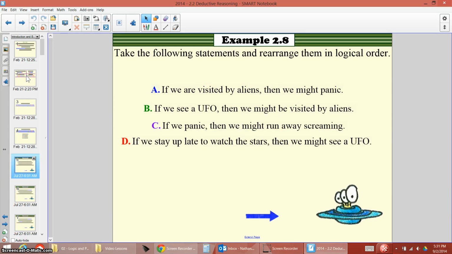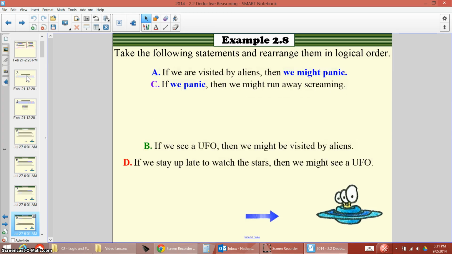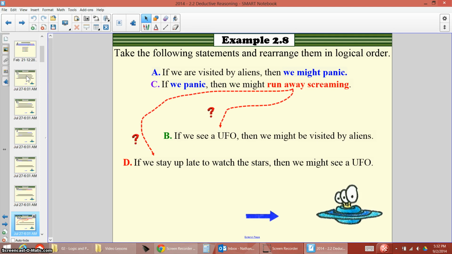But we have to look at A. If we're visited by aliens, then we might panic. Do I see something that talks about we might panic in the beginning? Hint: C. If we panic, then we might run away screaming. So I know those two go next to each other. And then we look at the next one. We look at run away screaming. Do I see anything that says run away screaming? No. So it can't be that. That means it's got to be the end.